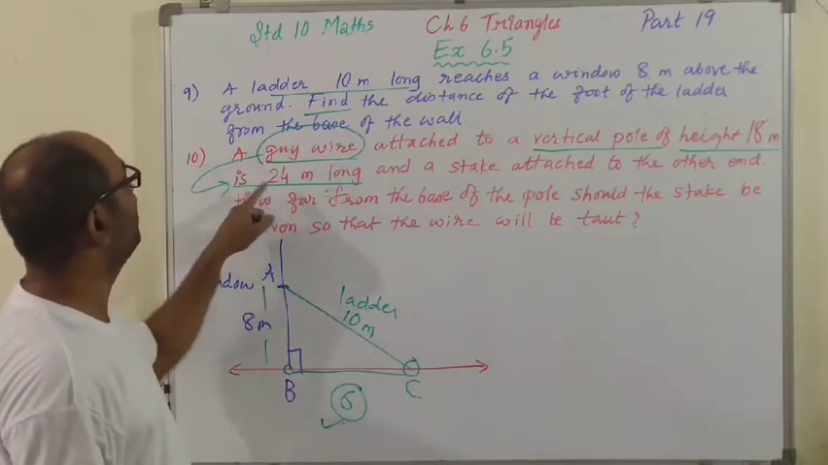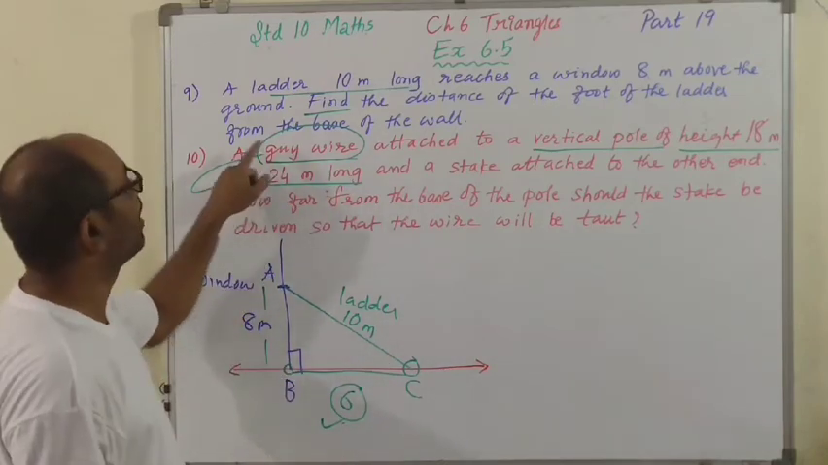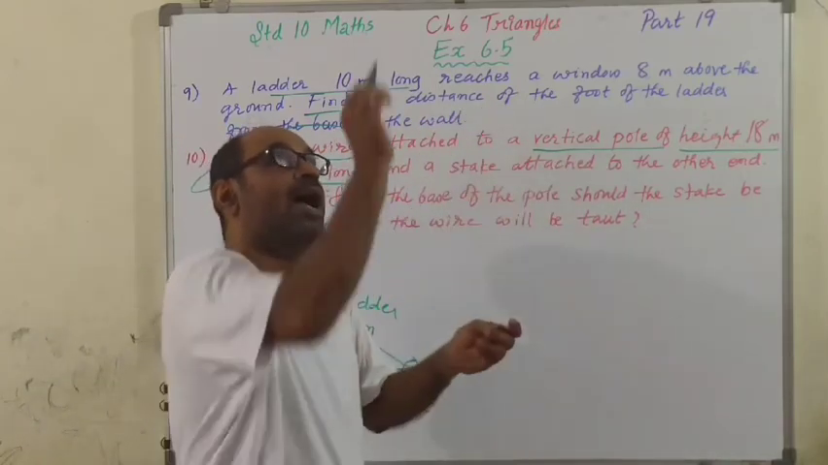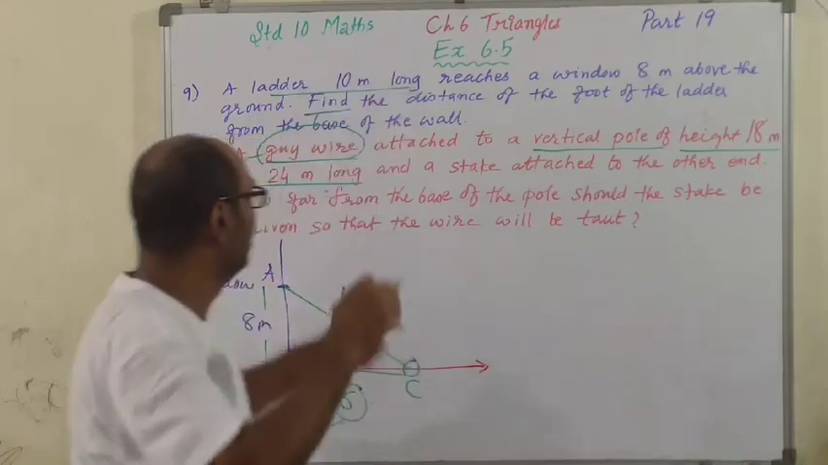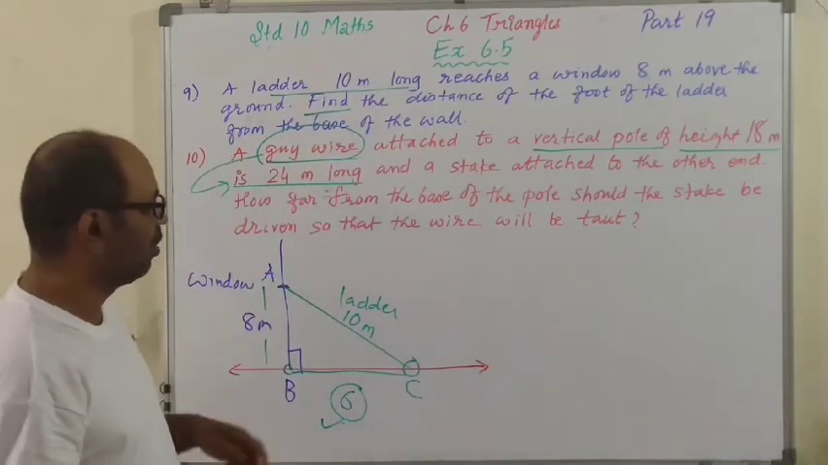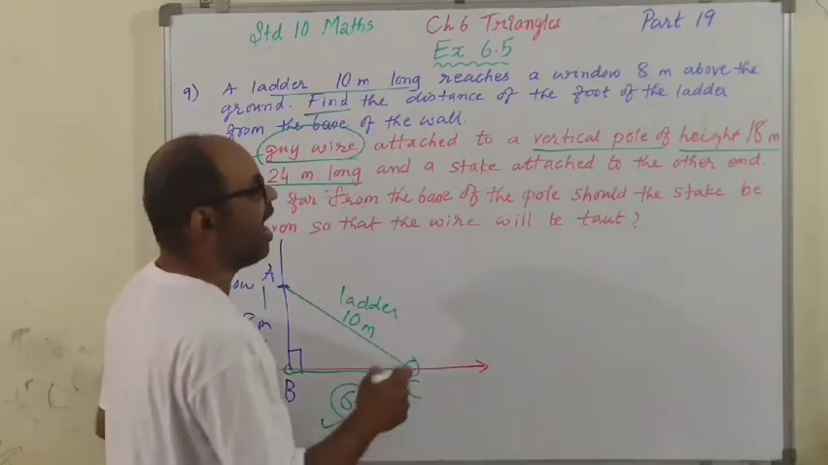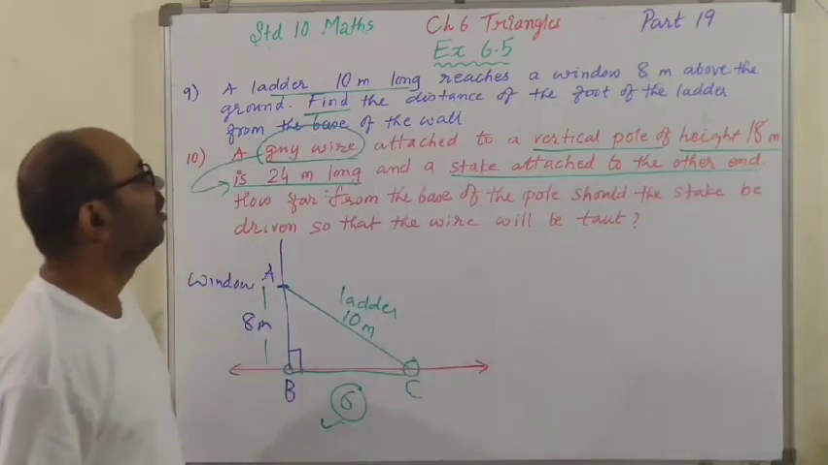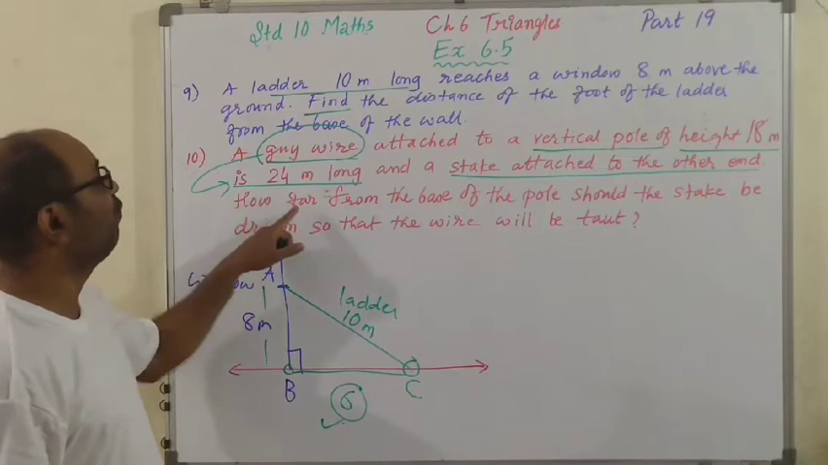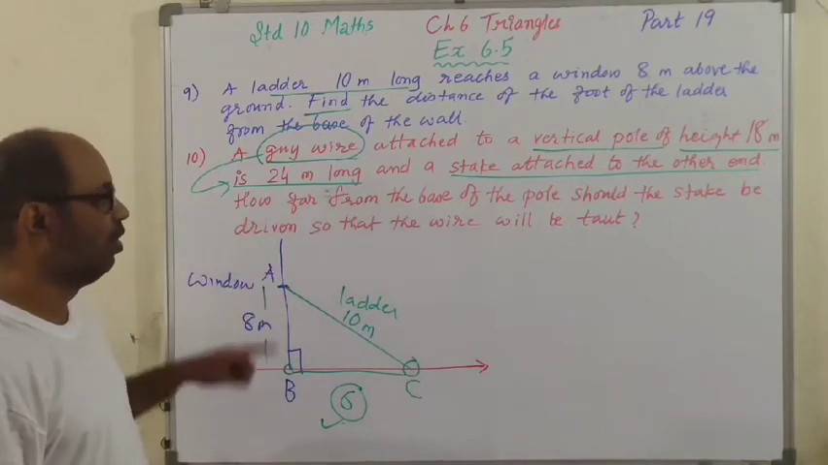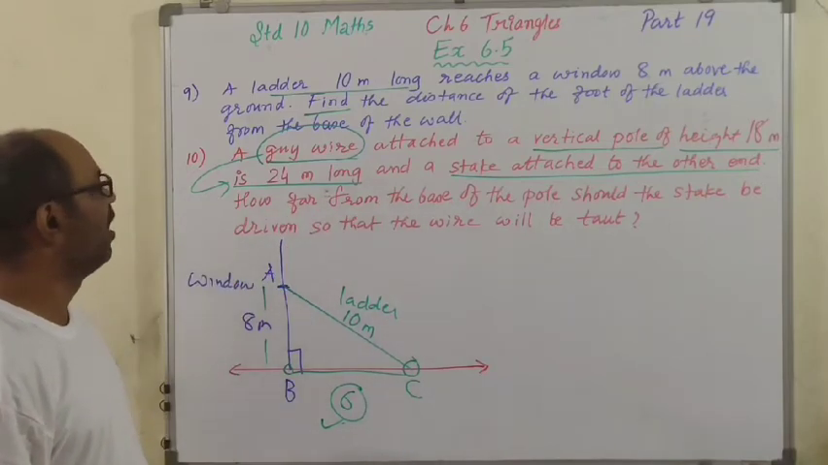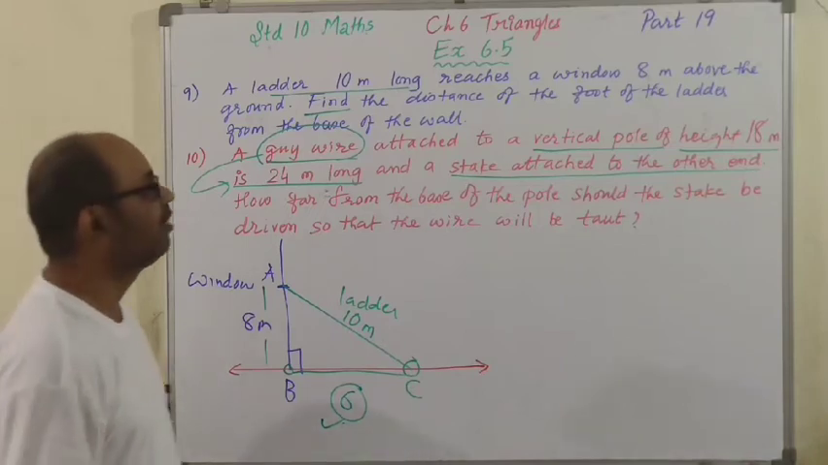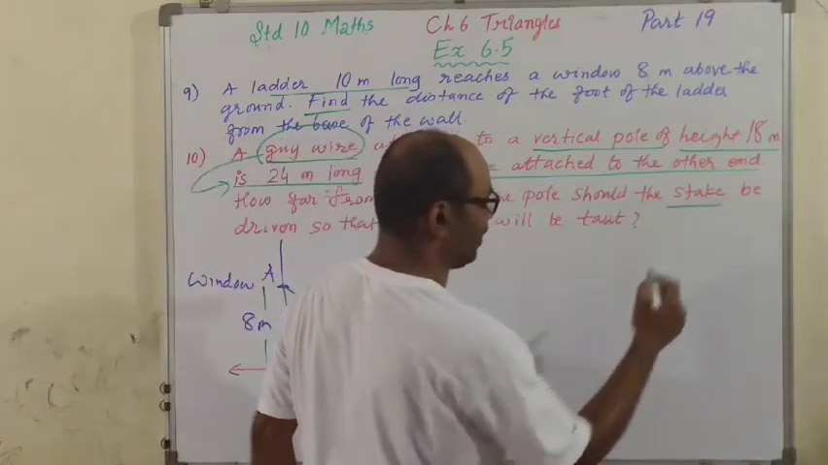The guy wire is 20 meter long. The guy wire attached to vertical pole at height 18 meter is 24 meter long. And the stake attached to the other end. Alright. How far from the base of the pole should the stake be driven so that the wire will be taut? Now what do you mean by stake, children?